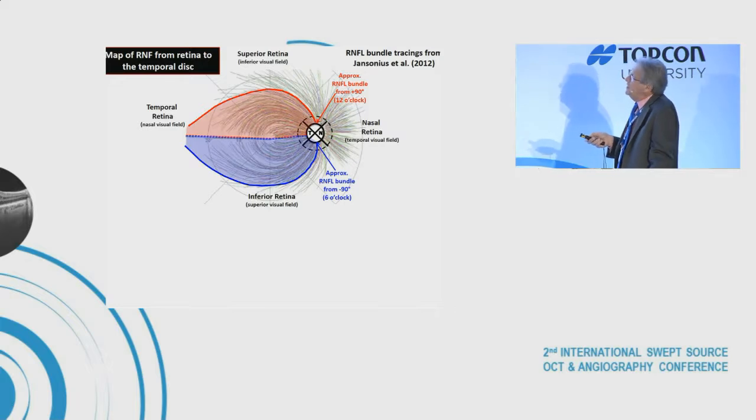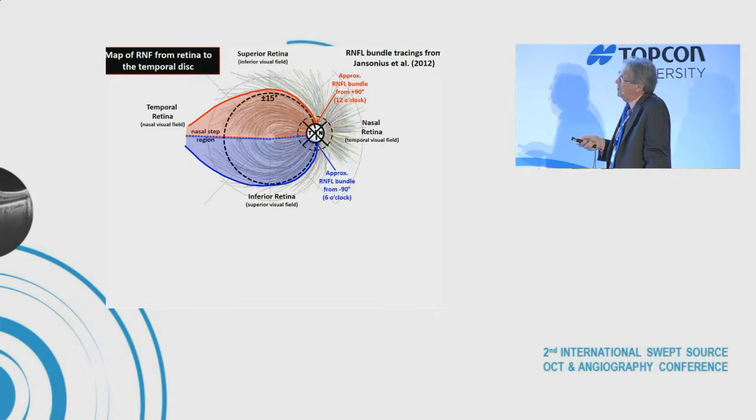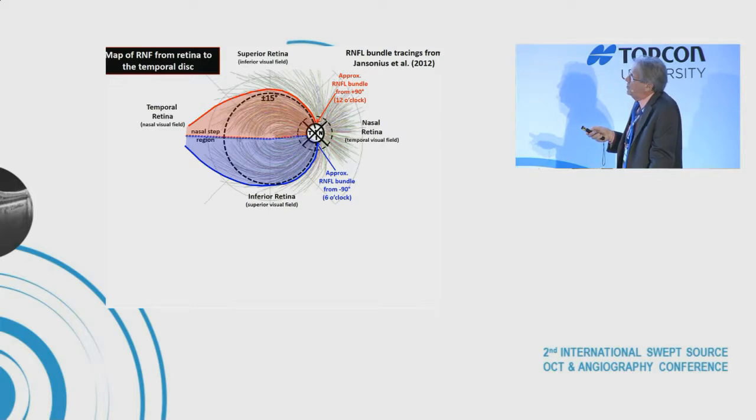And this region in here, which is plus or minus 15 degrees, plus what would be called a nasal step on a visual field, has a unique relationship with the temporal half of the disc in the sense that all the axons entering the temporal half come from here, and all the ganglion cells in this region send their axons there.